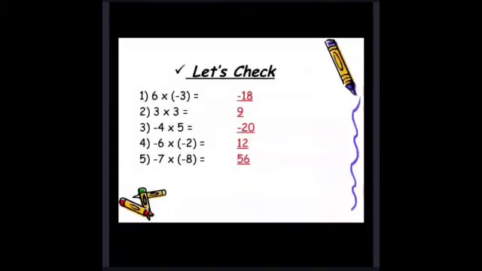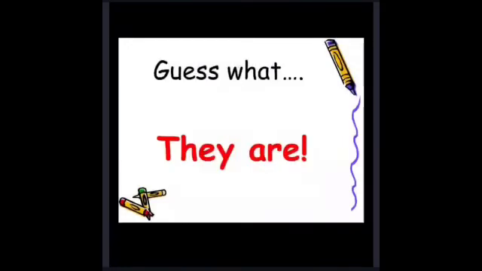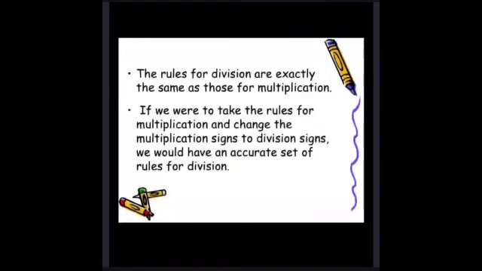And in the fifth example, again, -7 has to be multiplied by -8. Both are negative, so the sign will be positive and the numbers will be multiplied. We'll get the answer as 56. Now did you know that the rules for multiplication and division are the same? Guess what? They are.